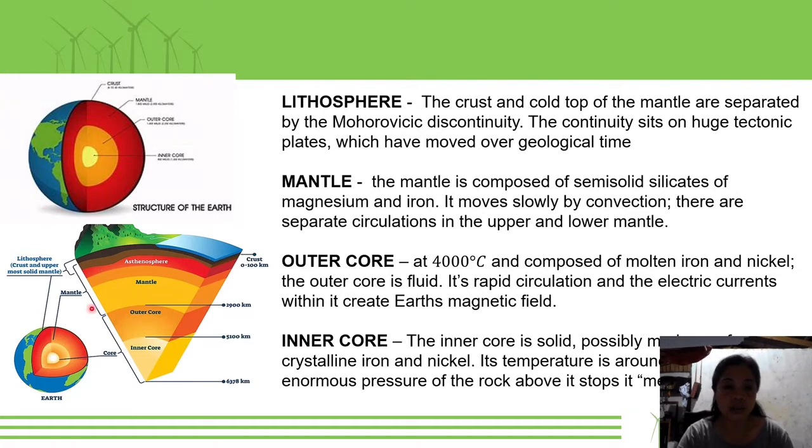Next one is the Earth's mantle. The mantle is composed of semi-solid silicates of magnesium and iron. It moves slowly by convection. There are separate circulations in the upper and lower mantle.